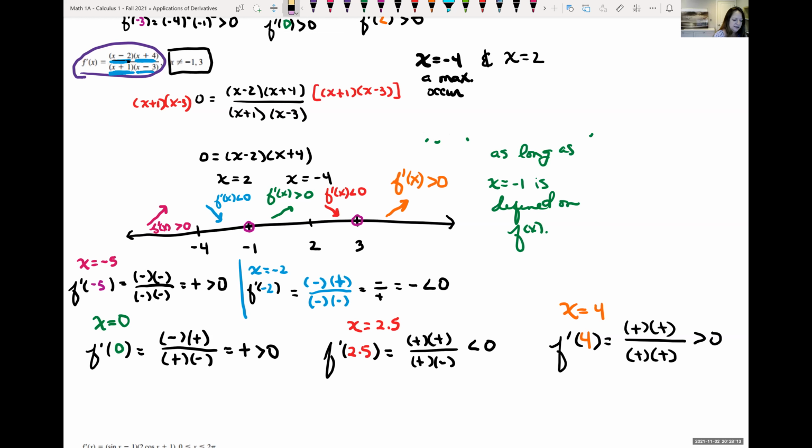I'm just going to erase that piece. If it was defined there at -1, we'd have them in. And if it was defined at x equals 3 on our original function, we would also have them in. But because they're undefined in our original function, we can't say that there's a max or a min there.